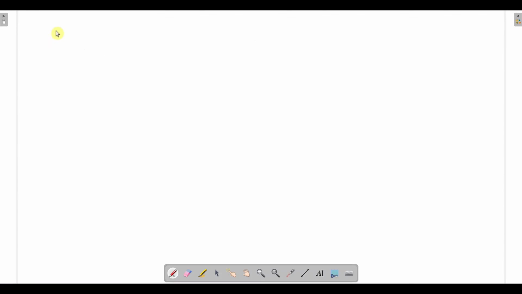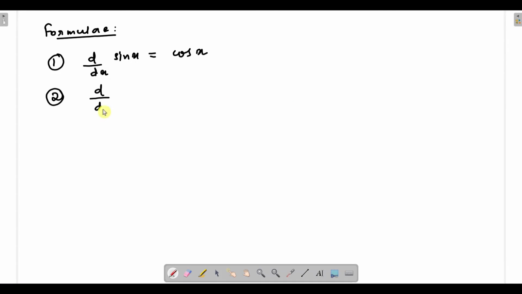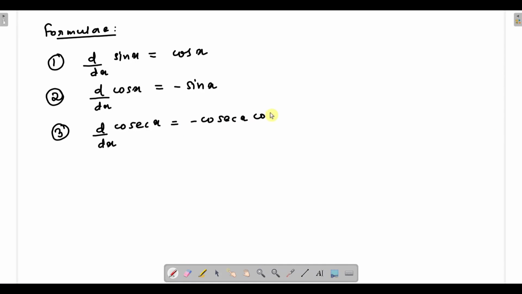So we will write the formula here. First formula we already calculated: derivative of sin x is equal to cos x. This you have to remember to solve the problems. So please remember these 6 formulas which I am writing here. Second, derivative of cos x is equal to minus sin x. Then third one, derivative of cosec x is nothing but minus cosec x cot x.